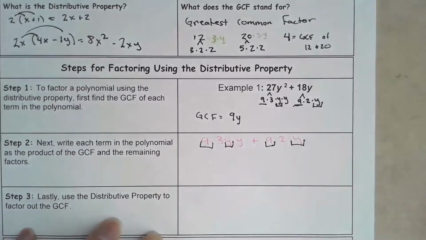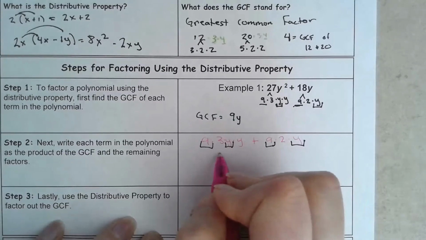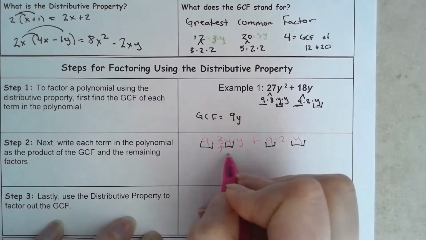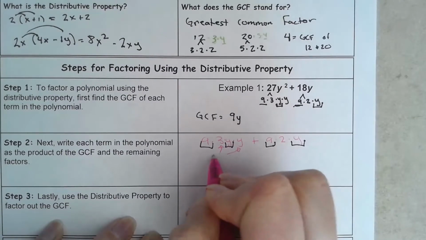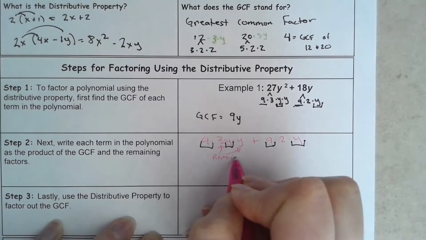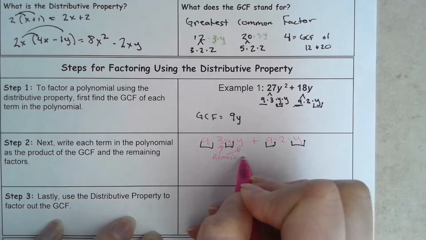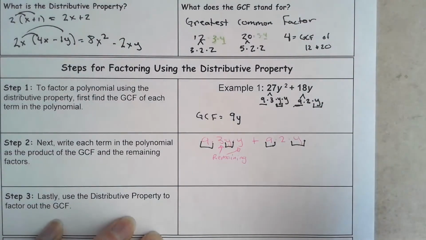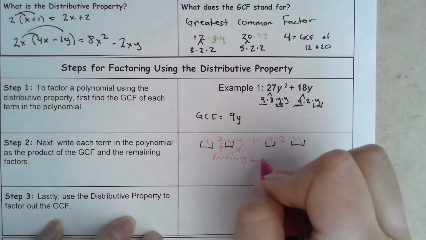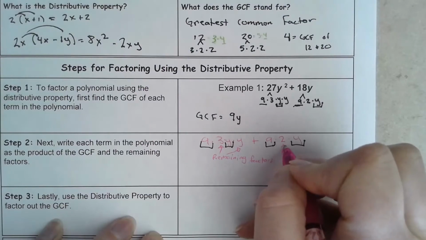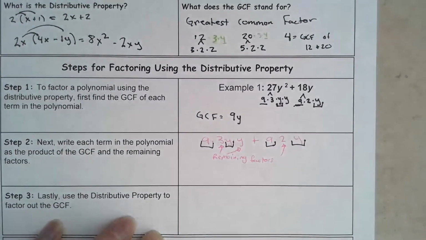So when it says remaining factors, my remaining factors are 3 and y, and 2. So those are our remaining factors.